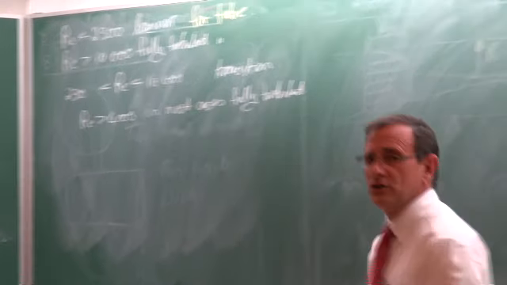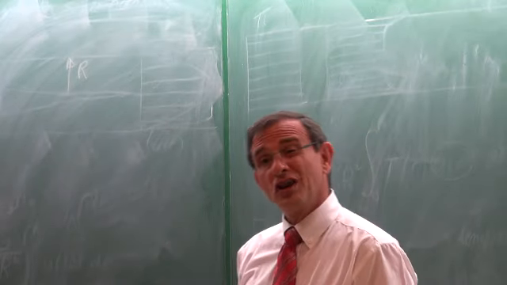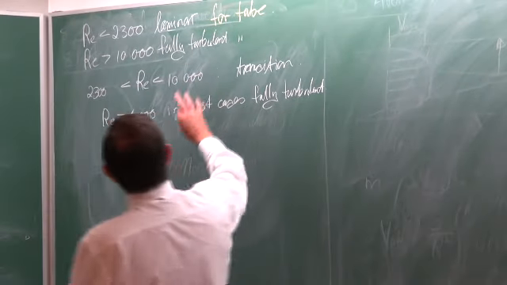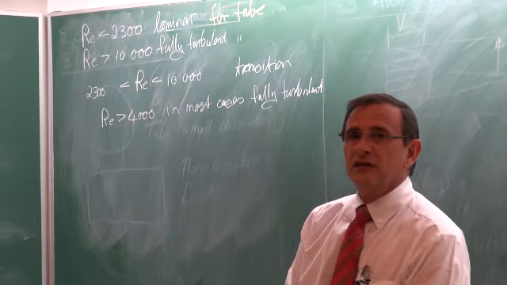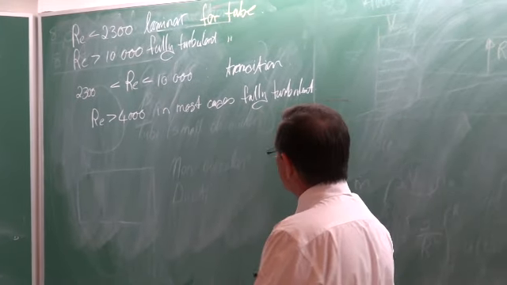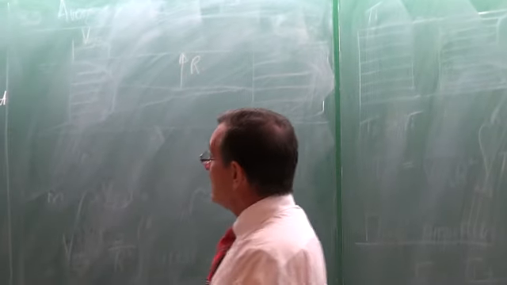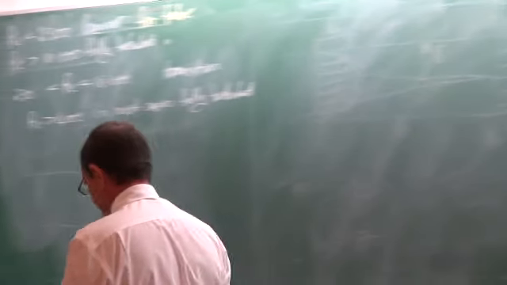So if it's smaller than 2,300, it is laminar. If it's 2,400, it's a debate whether it is turbulent or not. Most probably it will be in the transition flow regime. If it starts becoming more than 4,000, then most probably it will be turbulent. But if it's larger than 10,000, then most probably it will be fully turbulent.